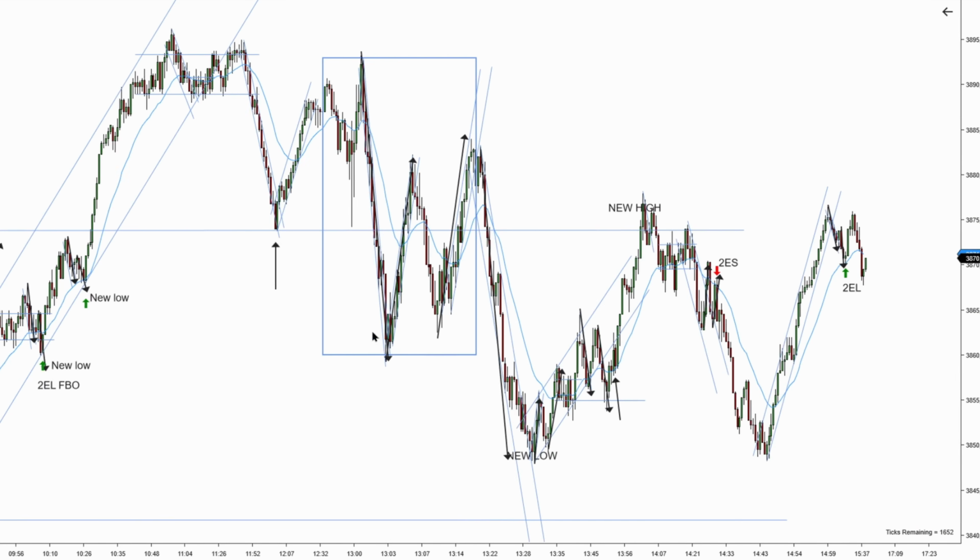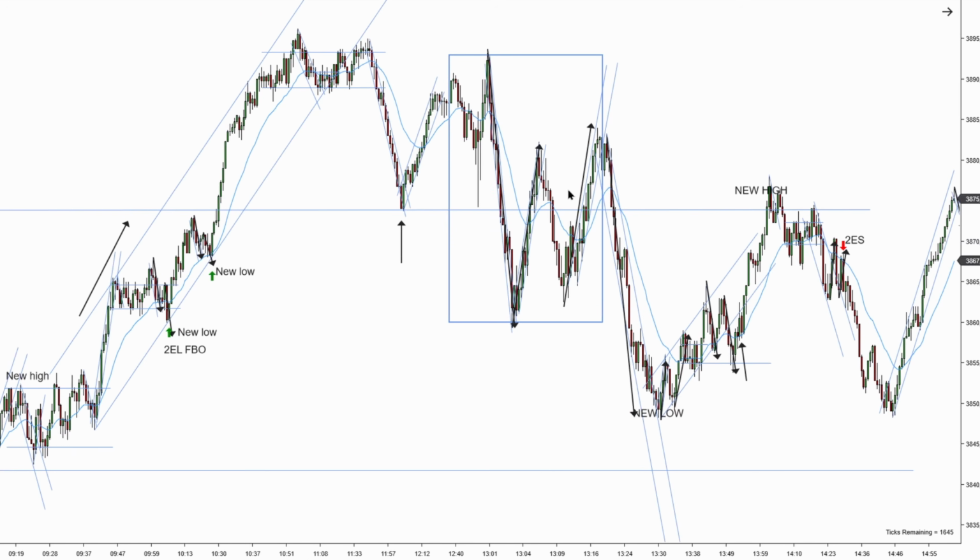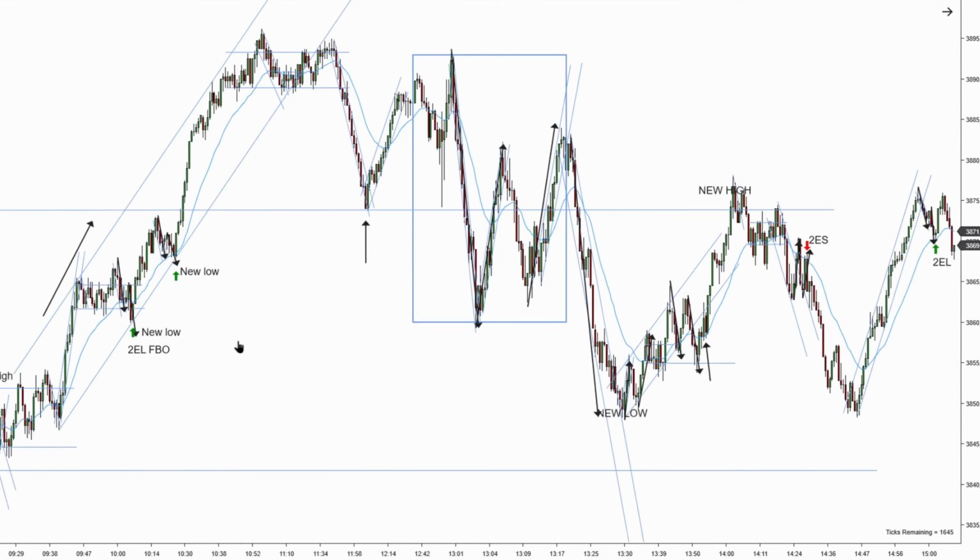It was pretty short today, but nothing really much for us to discuss since there was a lot of indecision. You can see a large trading range overall.